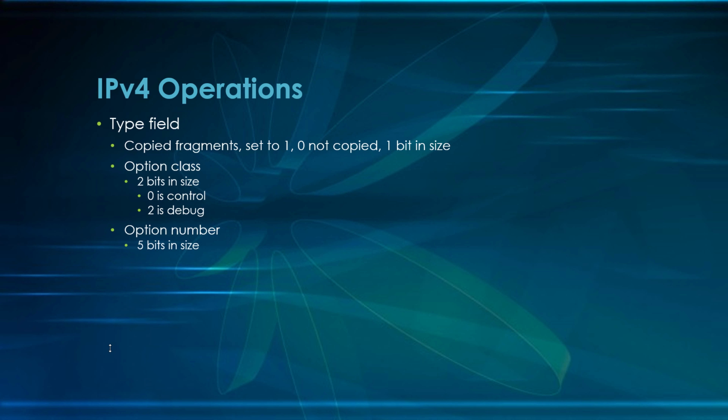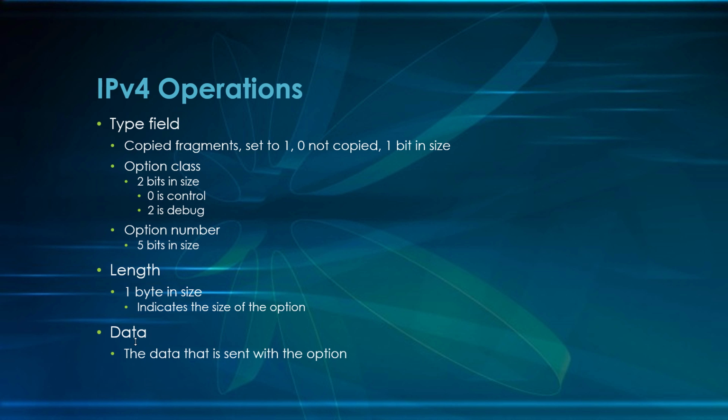And you're going to have a 0 and a 1. 0 is obviously a 0, a 1 is going to be the 2. The option number is 5 bits in size. Length is 1 byte and indicates the size of the option. Now, the data is the data that's sent with the option.